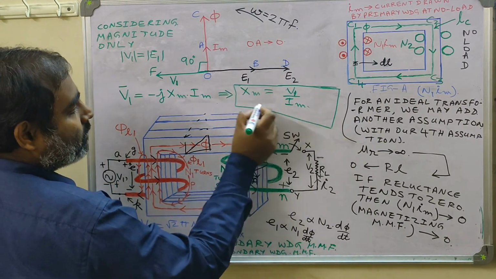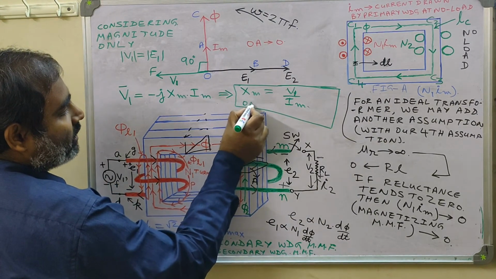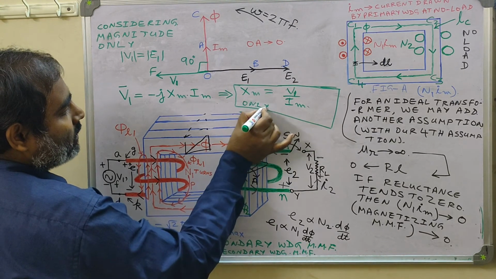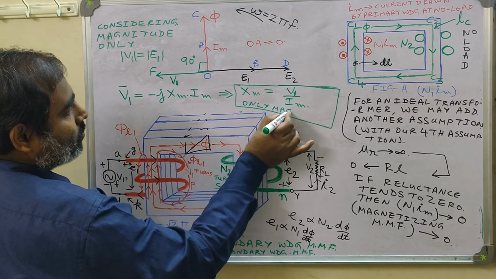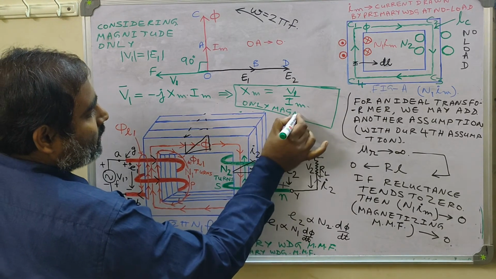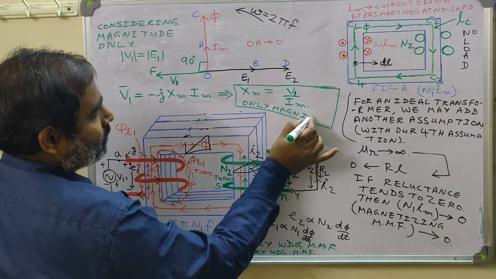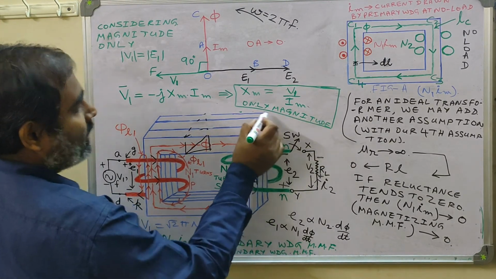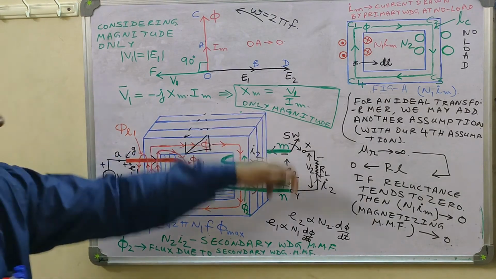This thing is written only magnitude. Only magnitude is written here. Okay, so we are writing only magnitude. Xm equals V1 by Im.